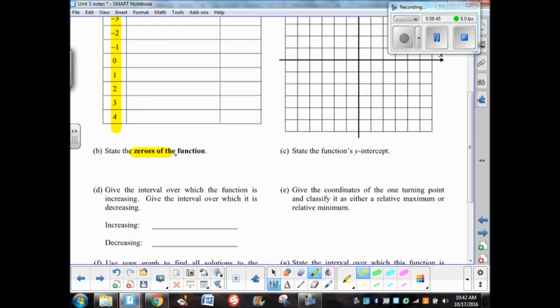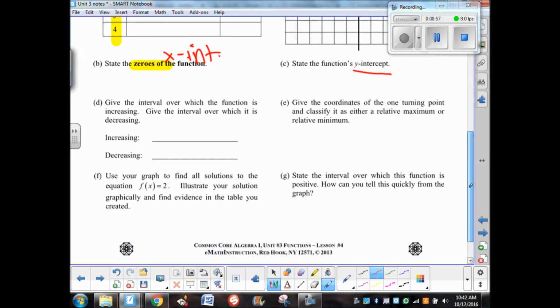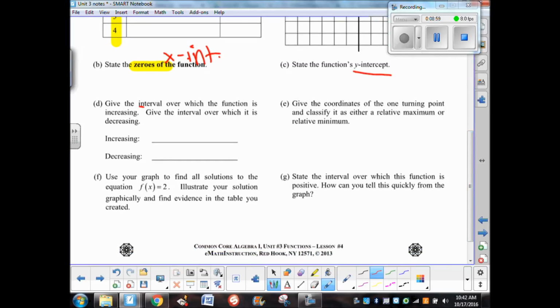Then the zeros of the function. The zeros are the x-intercepts that we talked about on the front page. State the function's y-intercept. You know where the graph crosses the y-axis. Pick the intervals where it's increasing and decreasing. Give the coordinates of one turning point, and then tell me, is it a relative max or a relative min?